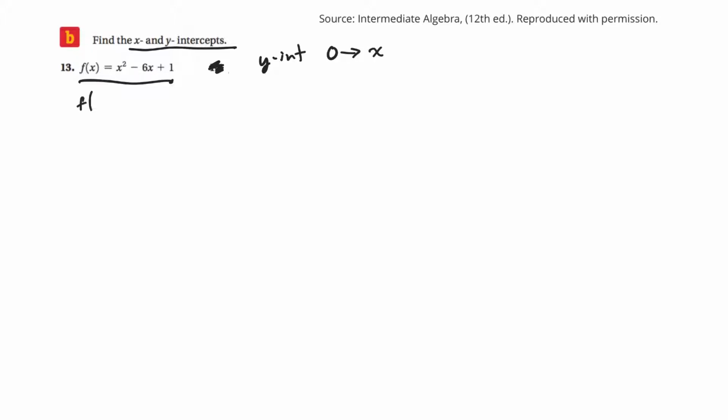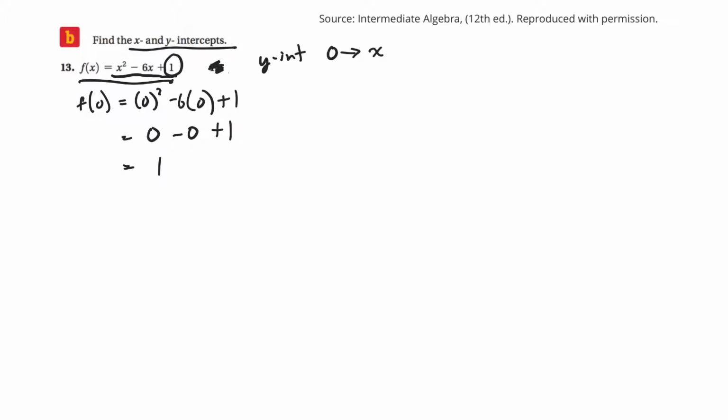So f of 0 is equal to 0 squared minus 6 times 0 plus 1. So there'd be 0 minus 0 plus 1. When you do it out, it'll come out to be 1. So that'll be your y-intercept. And really, if it's written in the standard form, the y-intercept is always that last number. Okay, so the y-intercept is 1.